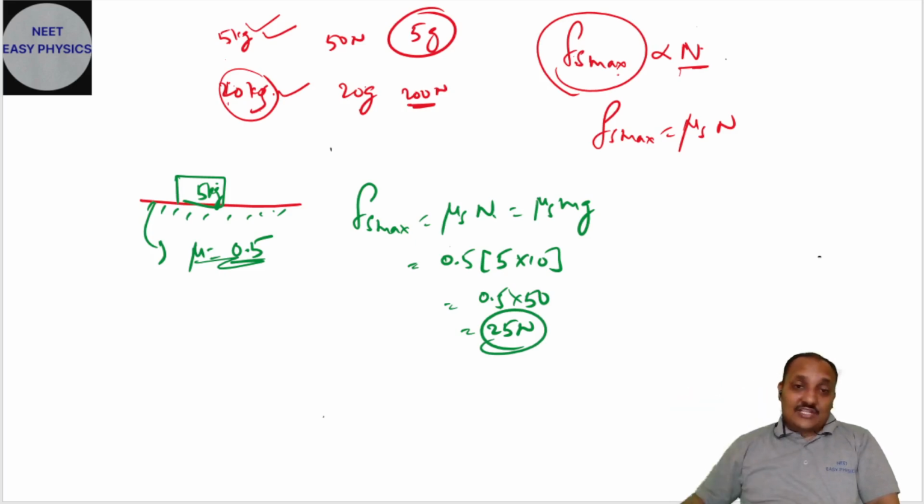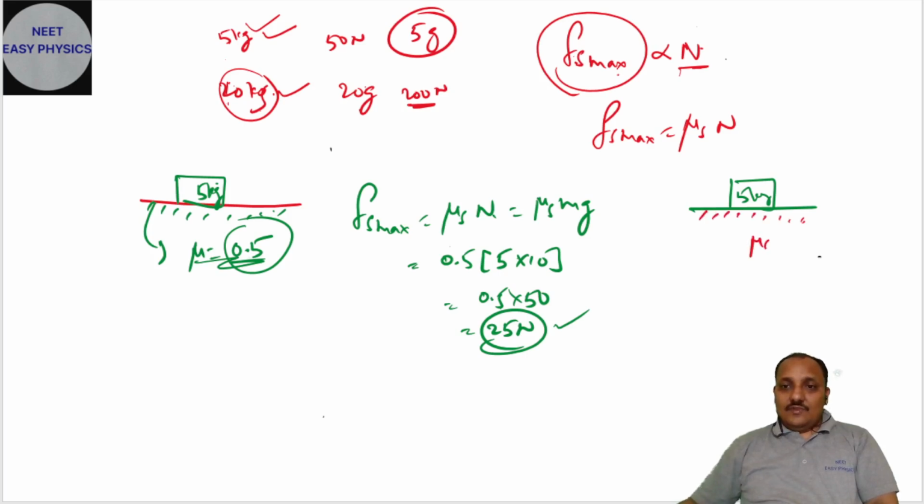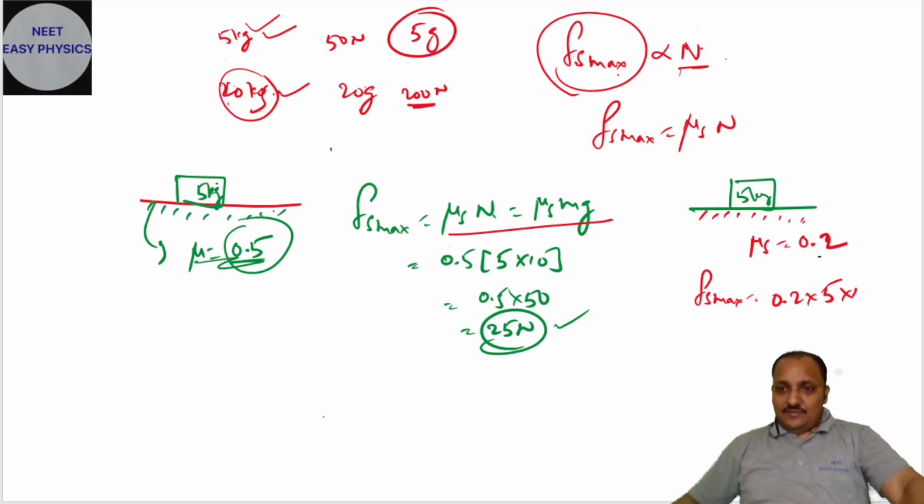Now this 5 kg object on this rough surface, which has coefficient of friction 0.5, is applying 25 newtons of maximum static frictional force. Same 5 kg, let us assume it is placed on a surface with 0.2 coefficient of friction. Then how much maximum frictional force is it going to apply? Fs maximum is equal to the same formula, mu s mg, 0.2 into 5 into 10, correct? So 2 into 5. It is applying 10 newtons.